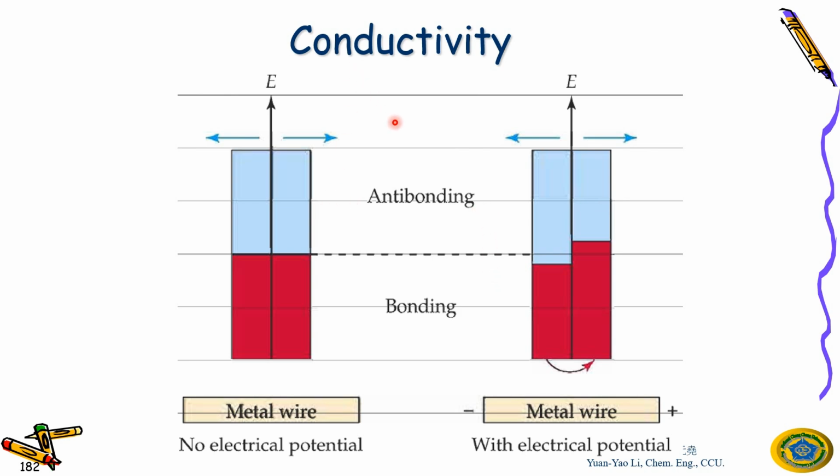So the conductivity, if you want to use the band gap, the band energy, to represent conductivity, is like this. This is a metal wire. You have half-filled electrons here, and once you apply an electrical field to the metal wire, this electron will move from the bonding molecular orbital to the anti-bonding molecular orbital, and move. So this is conductivity.